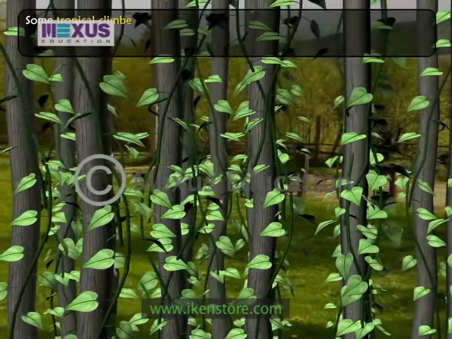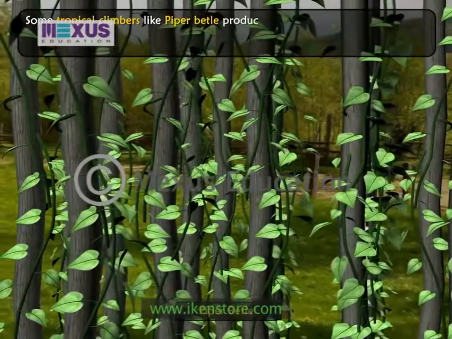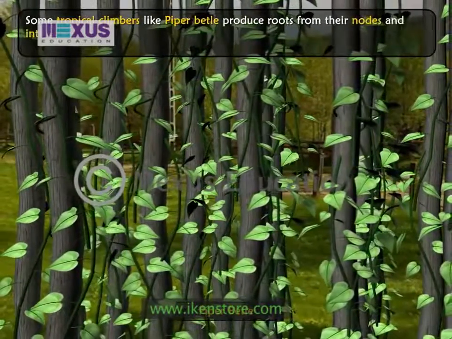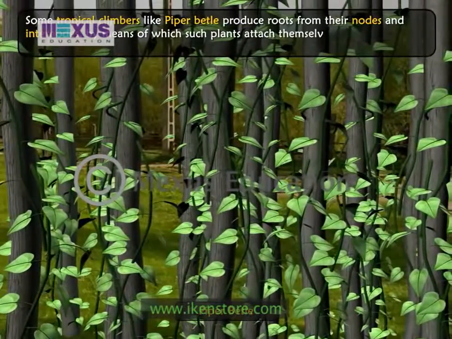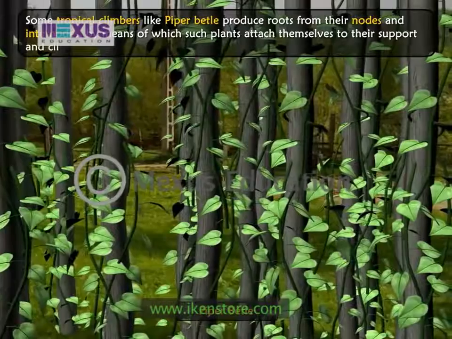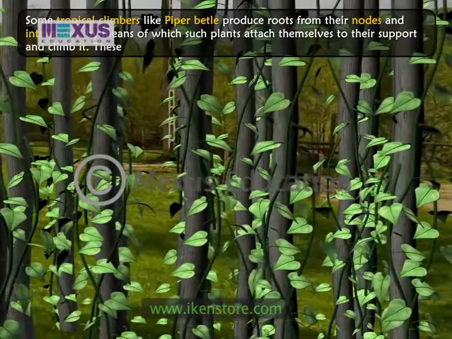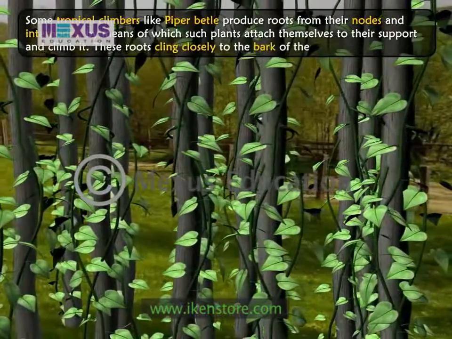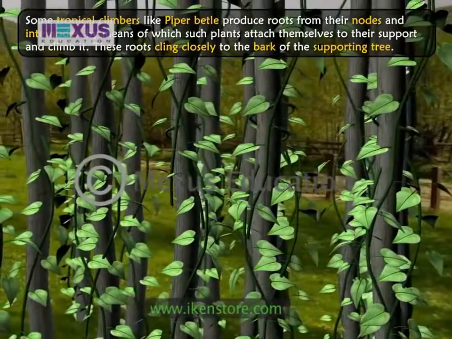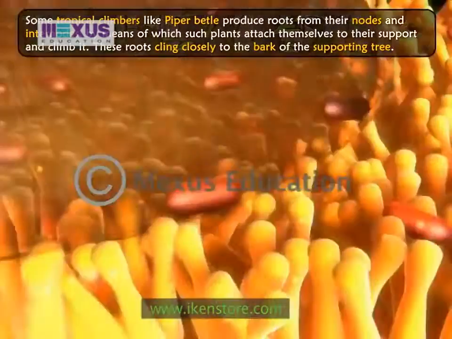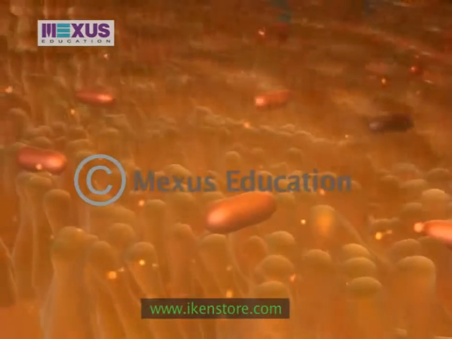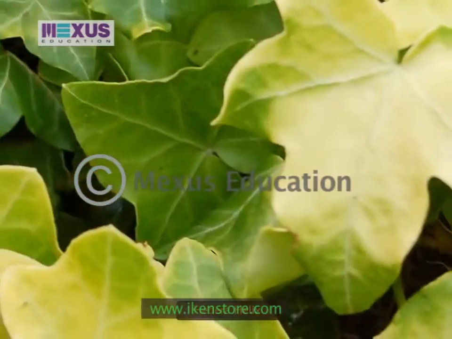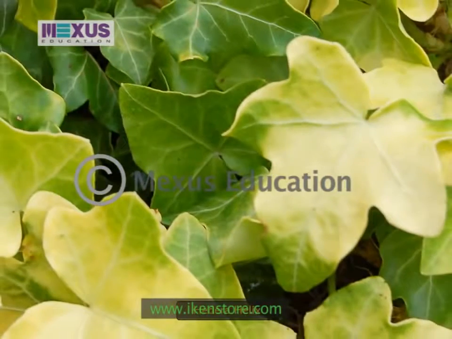Some tropical climbers like piper betel produce roots from their nodes and internodes, by means of which such plants attach themselves to their support and climb it. These roots cling closely to the bark of the supporting tree. To ensure a foothold, such roots secrete a kind of sticky juice which quickly dries up in the air, as seen in Hedera helix.